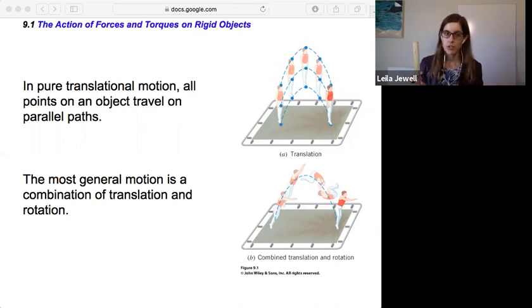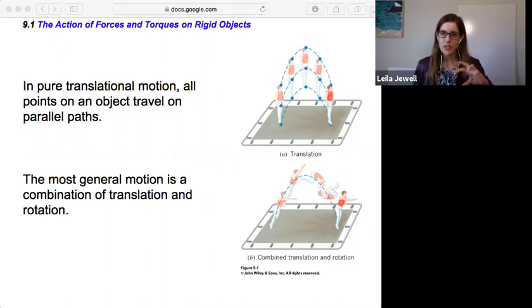There's no rotation. Most general motion, though, is going to include a combination of that translational motion as well as the rotation that we introduced last chapter. So the gymnast, in reality, often will jump and spin in the air, right? So it's a little more complicated. We want to be able to study that as well. So we're deepening our study here.